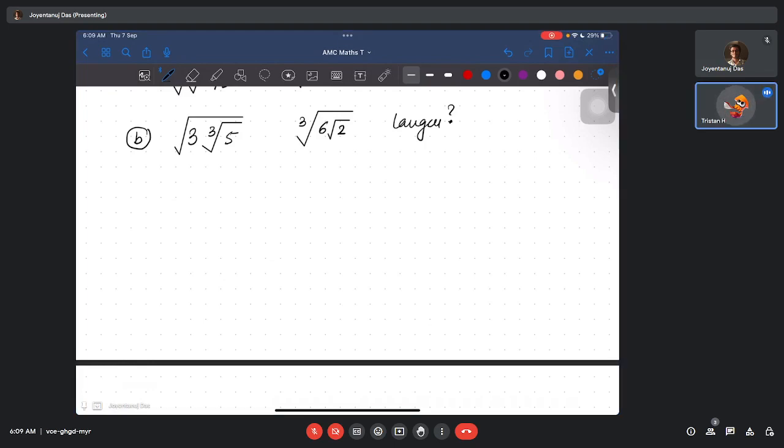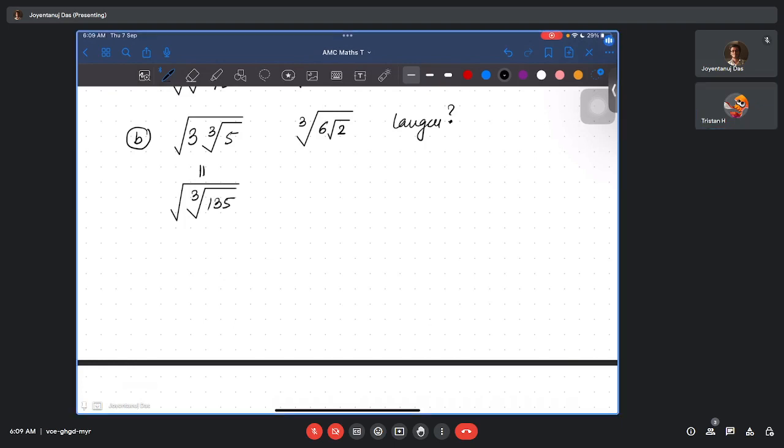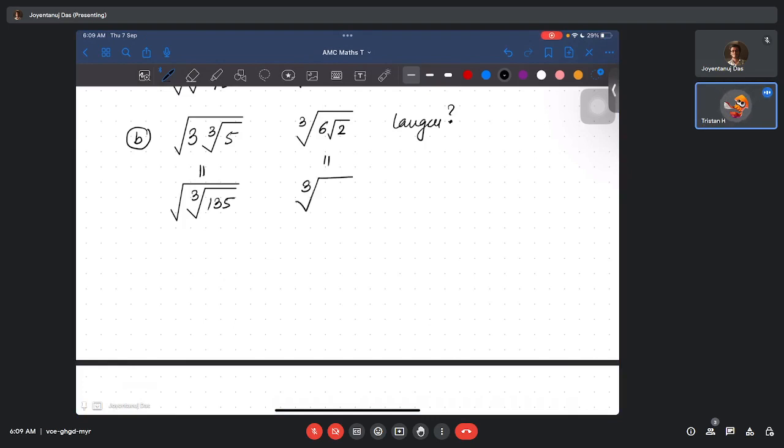So I put 3 into the cube root under 5, so that would come out as 135. And then the other one, I put it under the square root to get 72. Right, so it doesn't matter what order you do the cube root and square root in. Yes, that is it.